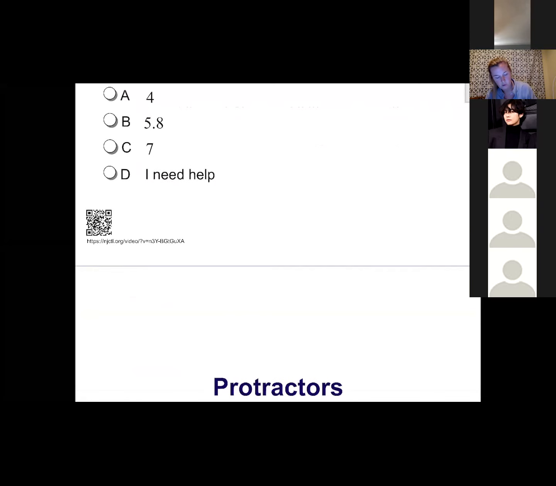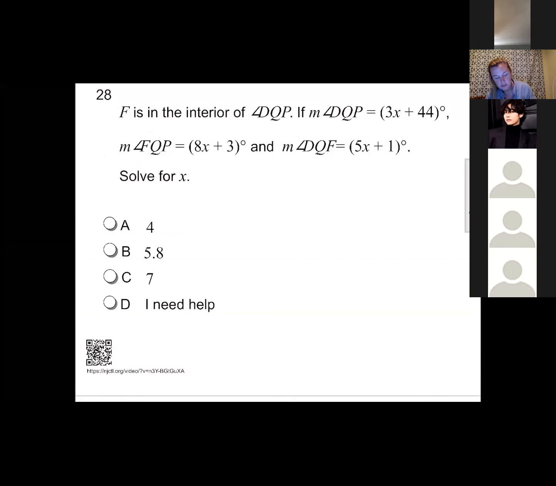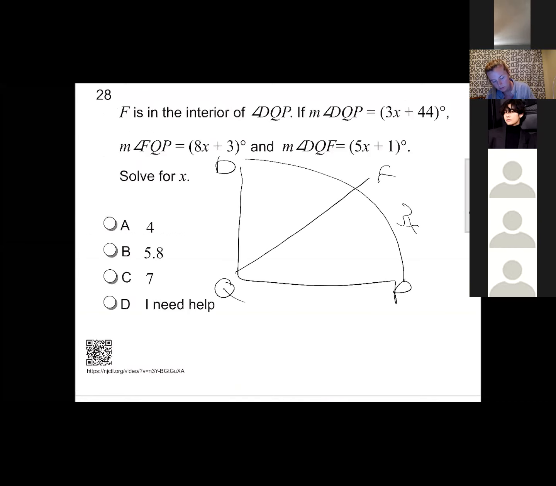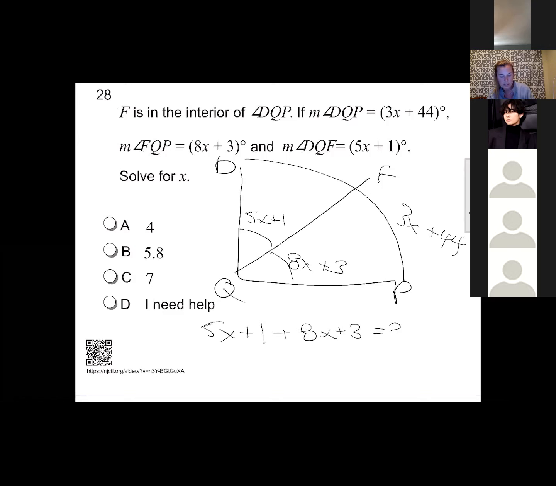All right, I think we have one more like this. I'll go ahead and draw it for you. So it says F is in the interior. So we know that F is the one on the inside, and it's DQP. And looking at this, we have DQP, which is the whole outside, is 3x plus 44. Then we have FQP, which is right here, is 8x plus 3. And DQF is 5x plus 1. We know that the insides added together will always equal the outside. And then from there, you are able to solve. Here she goes.